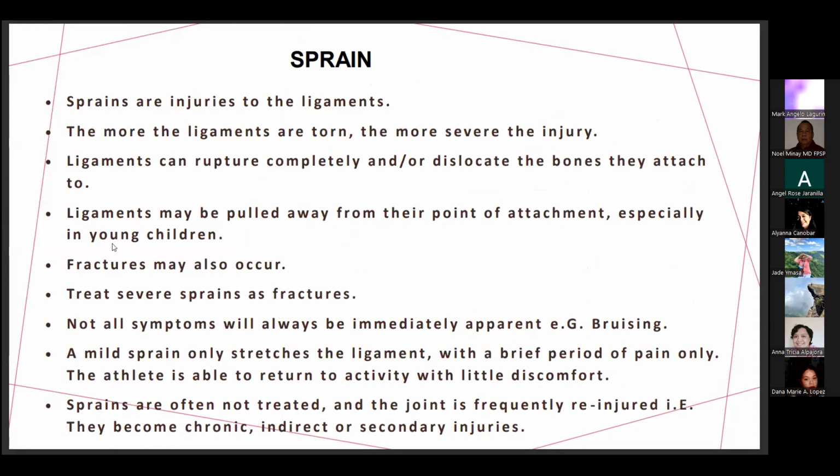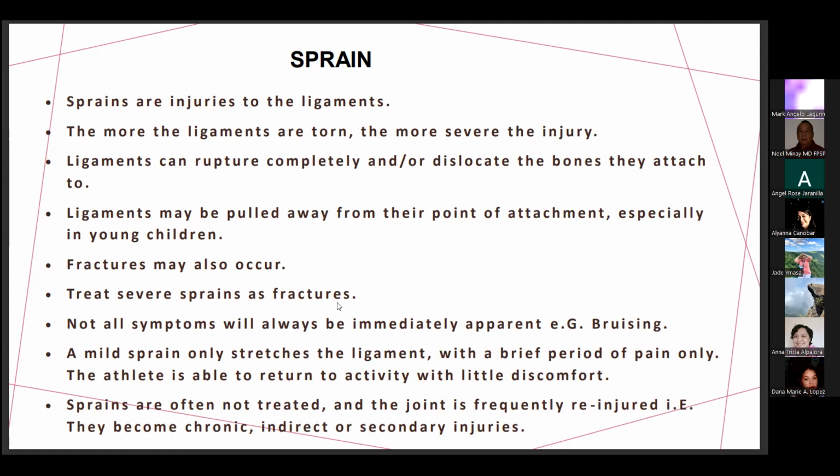First is sprain. Sprains are injuries to the ligament. The more the ligaments are torn, the more severe the injury. Ligaments can rupture completely and/or dislocate the bones they attach to. Ligaments may be pulled away from their point of attachment, especially in young children. Fractures may also occur. Treat severe sprain as fracture.